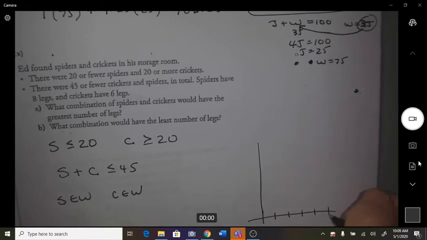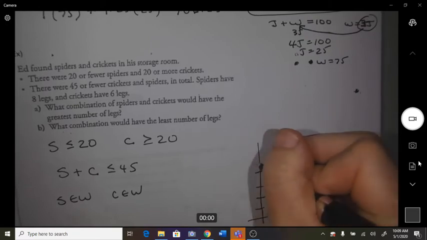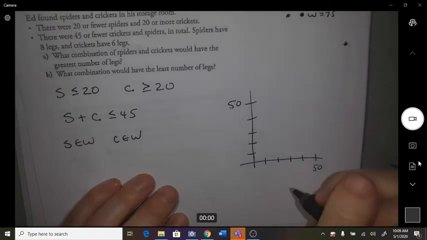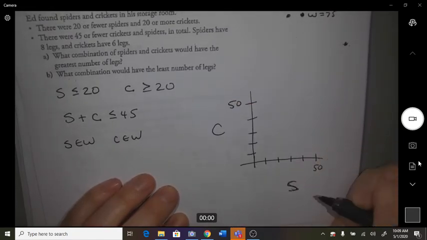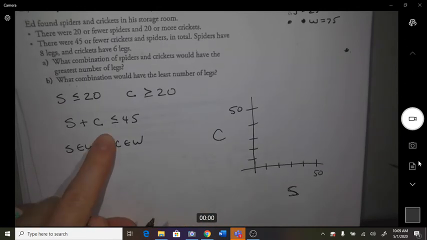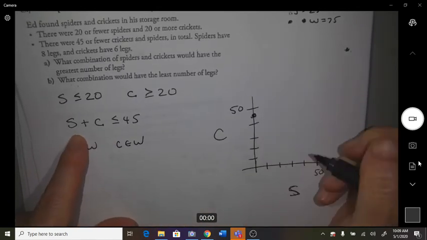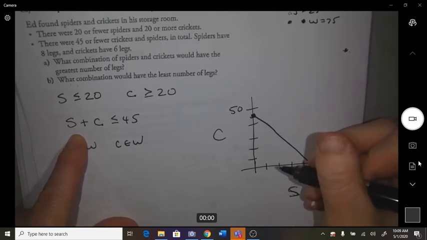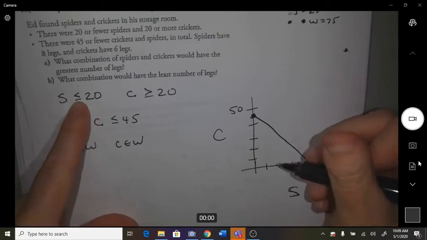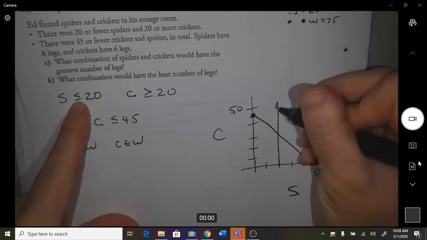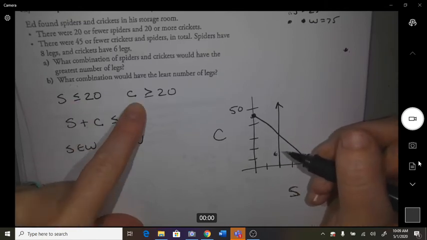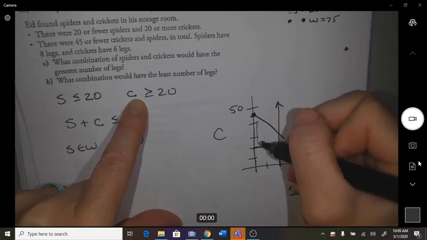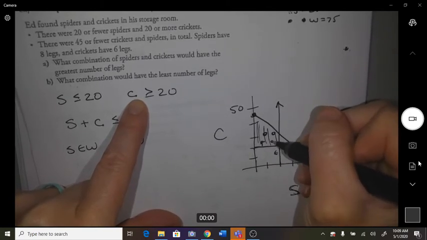Okay, we're going to graph this. 1, 2, 3. So I went up by tens. Okay, I'm going to put spiders here, crickets here. So using this line first, the intercepts are 45 and 45, a solid line. We're going to be less than it. Spiders are less than 20, so here's 20, we have to be less than it. Crickets are 20 or more, so to be above it. So here's our zone, and we're stippled in that zone.